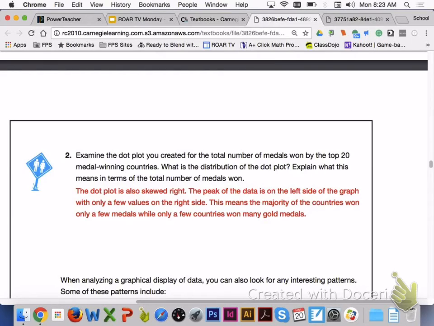For number 2, this dot plot is also skewed right. The peak of the data is on the left side of the graph with only a few values on the right side. This is telling us the majority of the countries won only a few medals, while only a few countries won many medals.